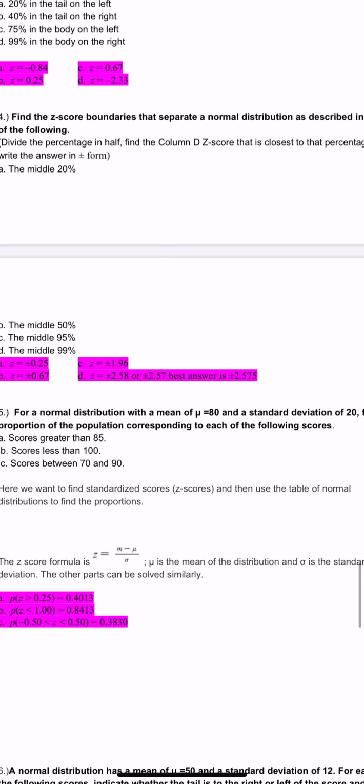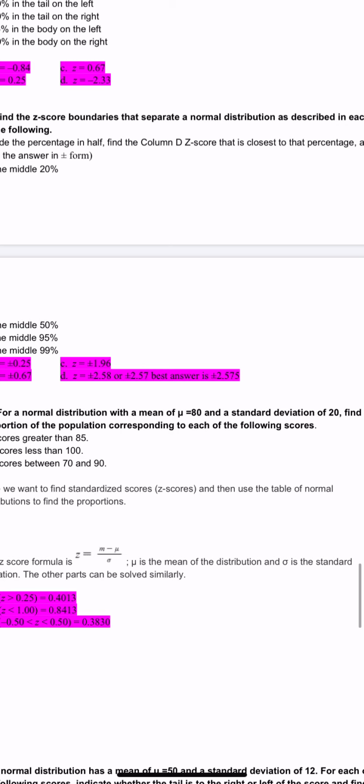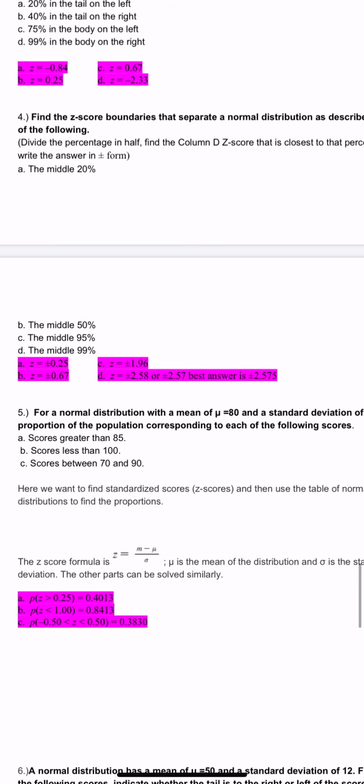So again, scores less than 100. You do 100 minus 80 divided by 20, which equals 1. So z equals 1, and we want everything less than 1. So if it's less than a positive z-score, where do we look? The body. If you go to the body percentage, you'll see it's 0.8413.